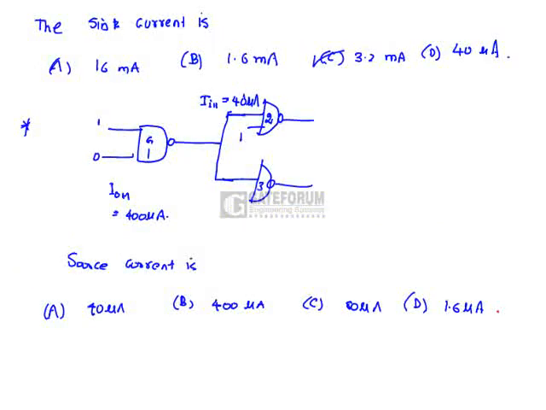Whenever the gate 1 output is in high state, gate 2 is going to take 40 microamps from it, and gate 3 is also going to take 40 microamps from it. Even though gate 1 is able to supply 400 microamps, gate 2 requires only 40 microamps in order to recognize it as a logic 1 at its input. So the complete current, the output of gate 1, is 80 microamps. Hence option C is correct.